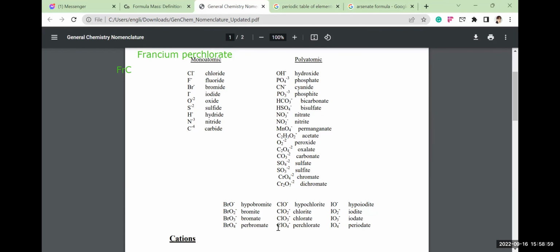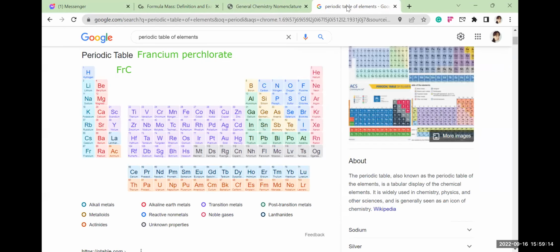Perchlorate. Is that L? That's chlorine. Chlorine, or iodine? So it's Cl, perchlorate. These chlorides are all chlorine. So it's Cl, ClO for all of them. So francium perchlorate would be FrClO4. Very good. So let's write that down. ClO4, and then 4. All right.